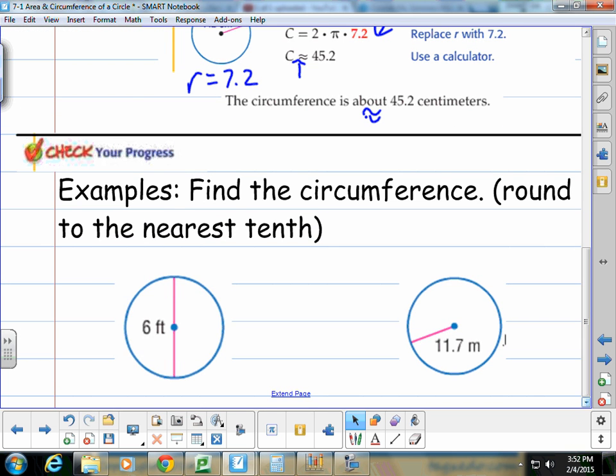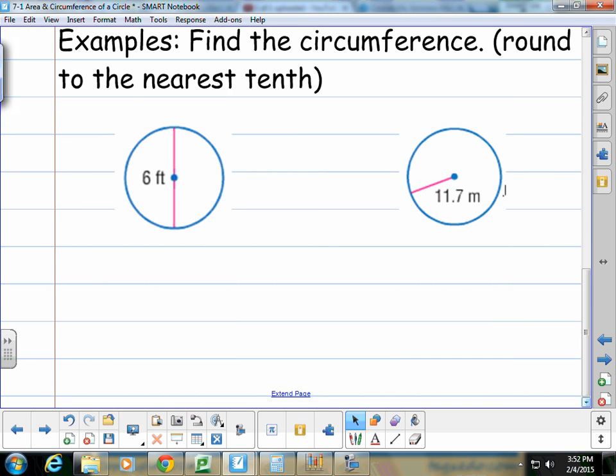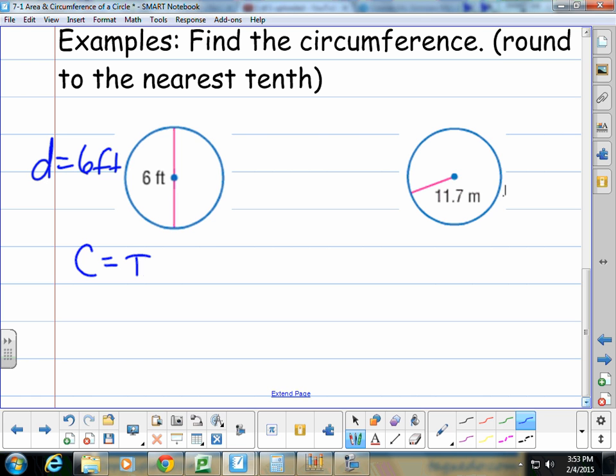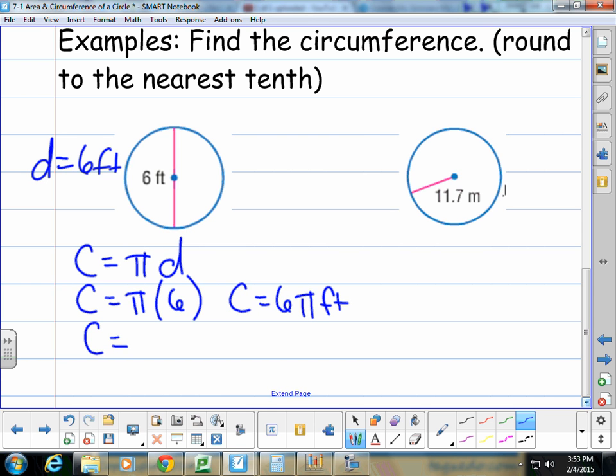So some more examples here. Round to the nearest tenth. If I try this, I'm given the diameter of 6 feet. So I'm going to use circumference is pi times diameter. I'm going to replace the diameter with what I'm given. So the exact would be circumference is 6 pi feet. But instead, I'm going to use my calculator.